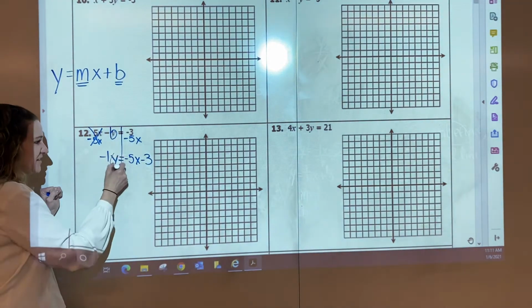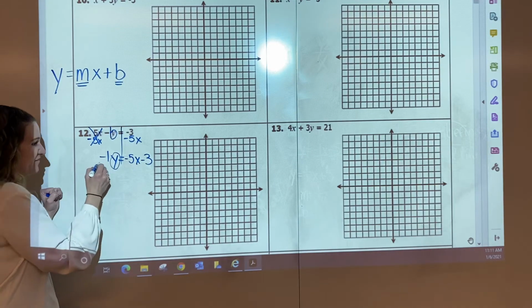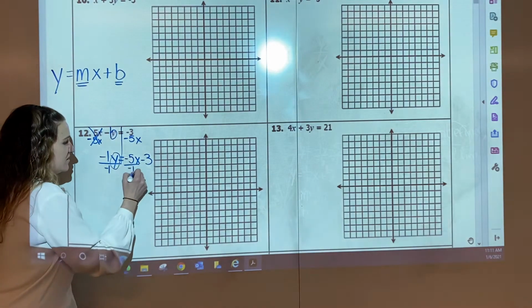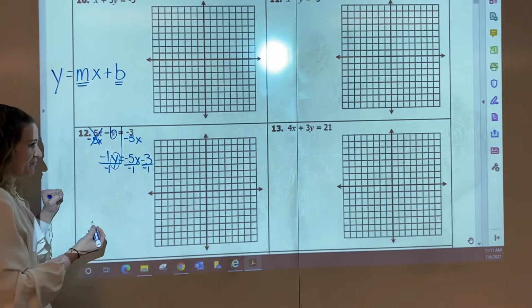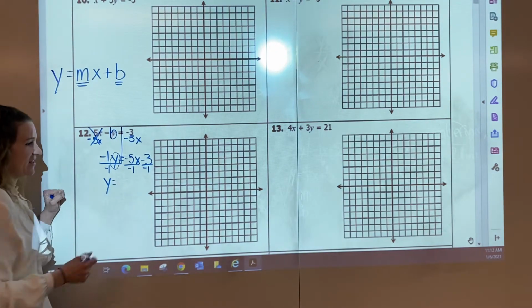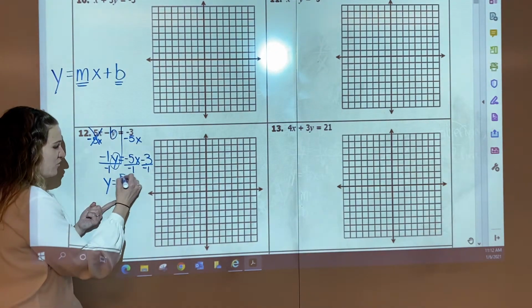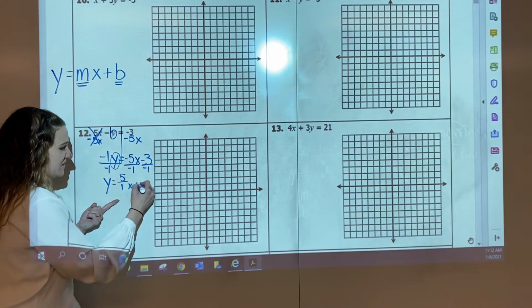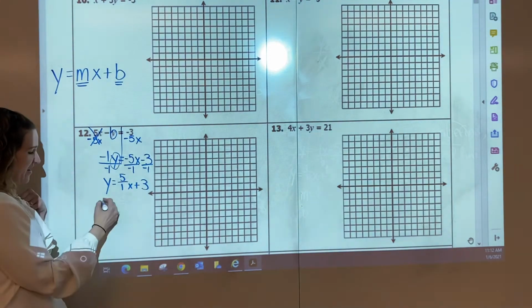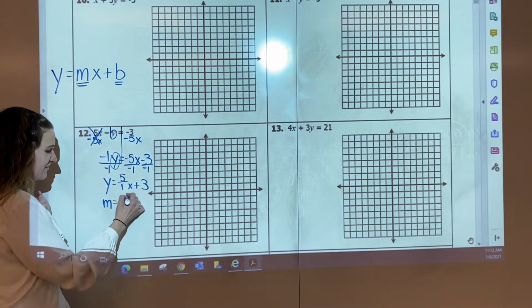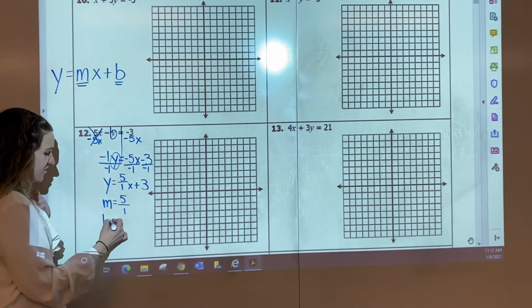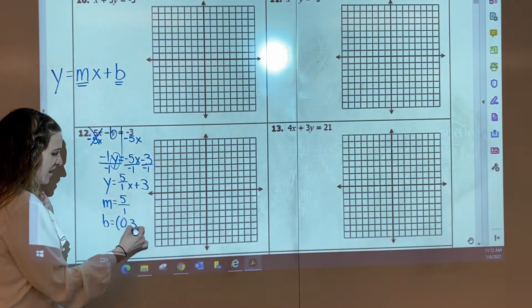Lastly, still trying to get this y by itself, I need to divide by negative 1 to both sides of my equal sign. I get y equals a positive 5 over 1x plus 3. My slope is going to be a positive 5 over 1. My y-intercept is 0, positive 3.